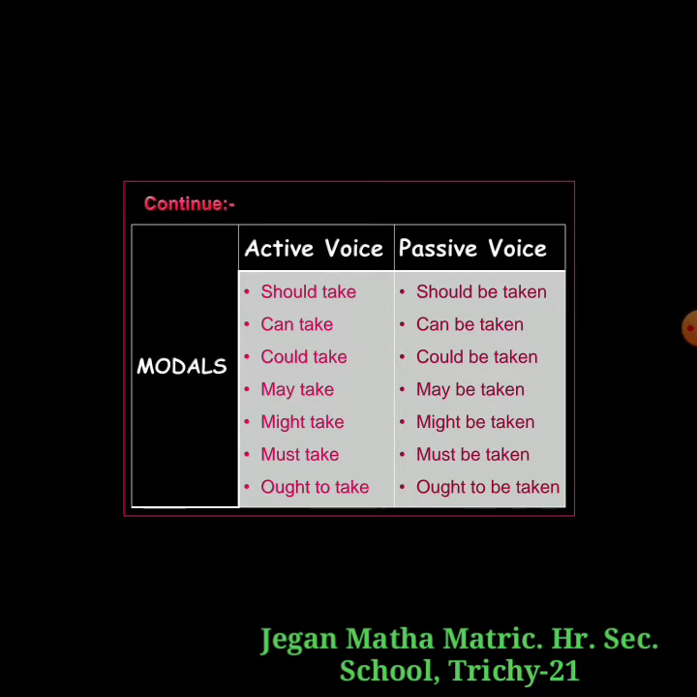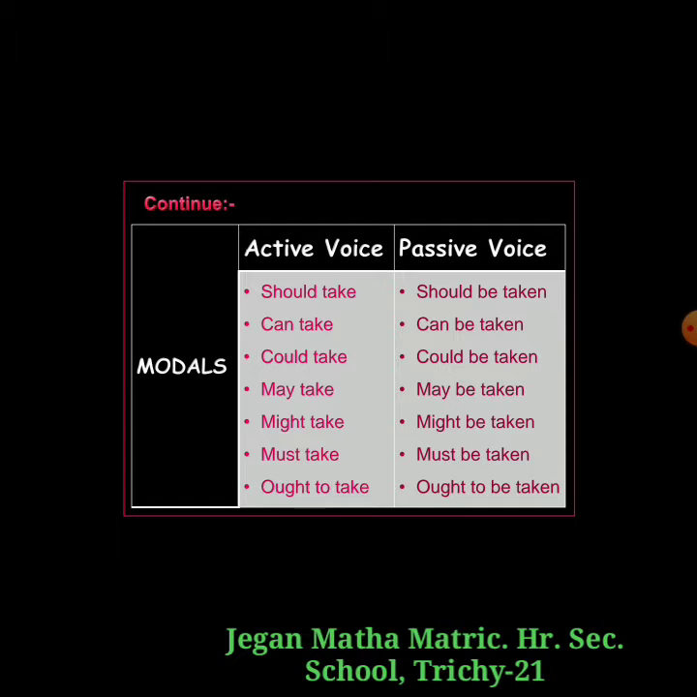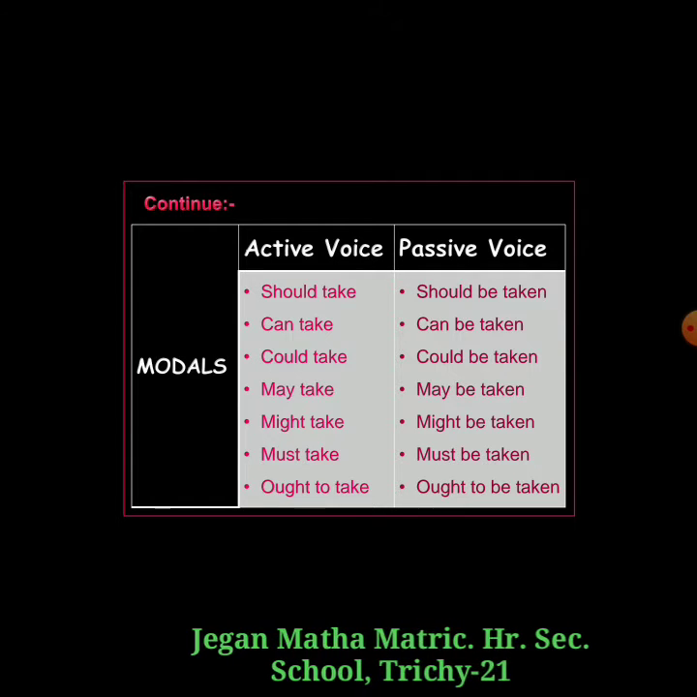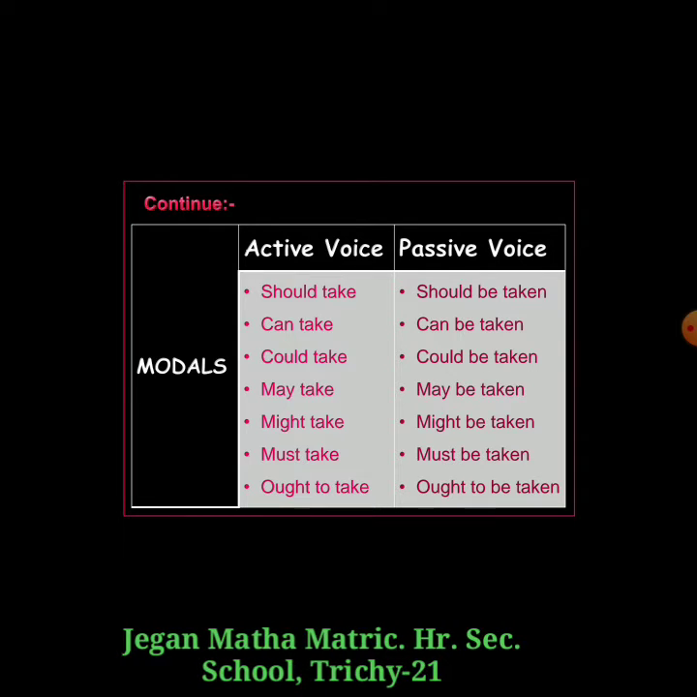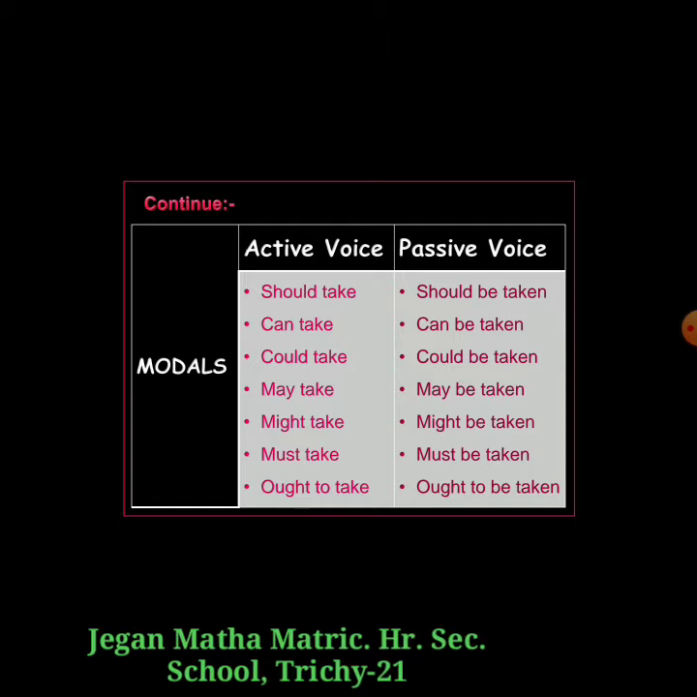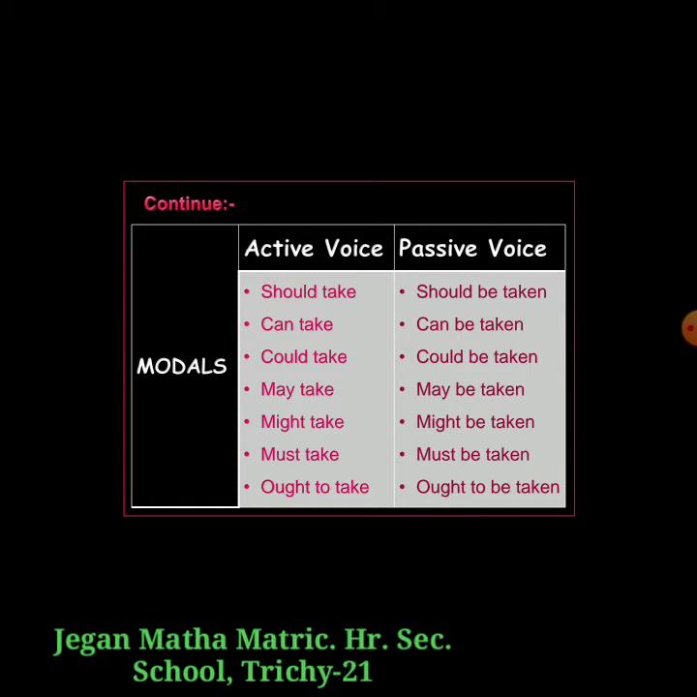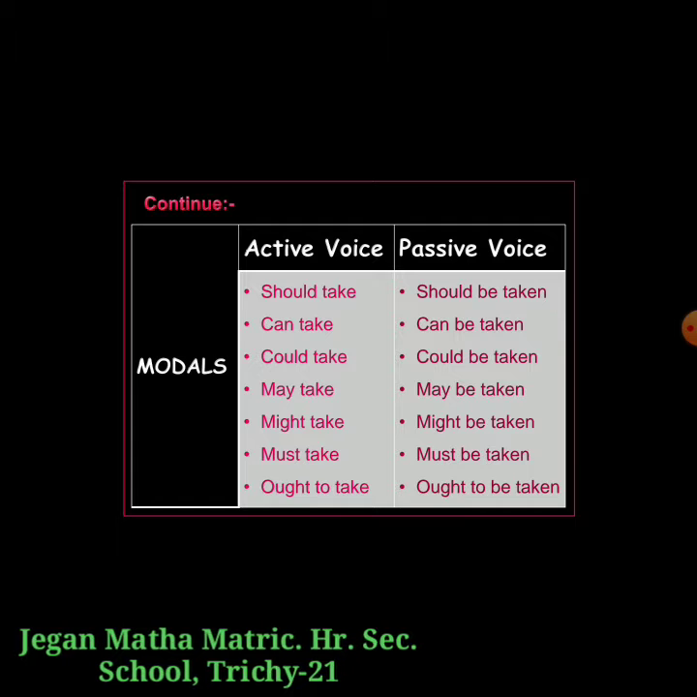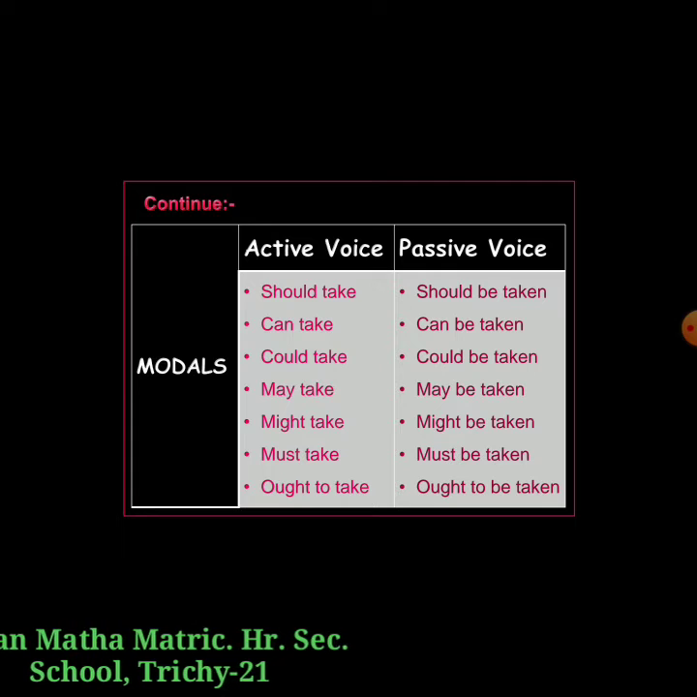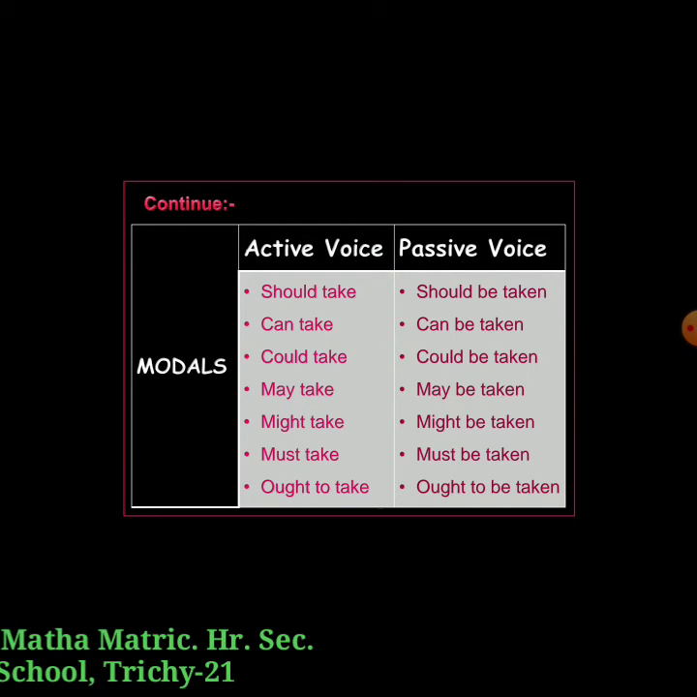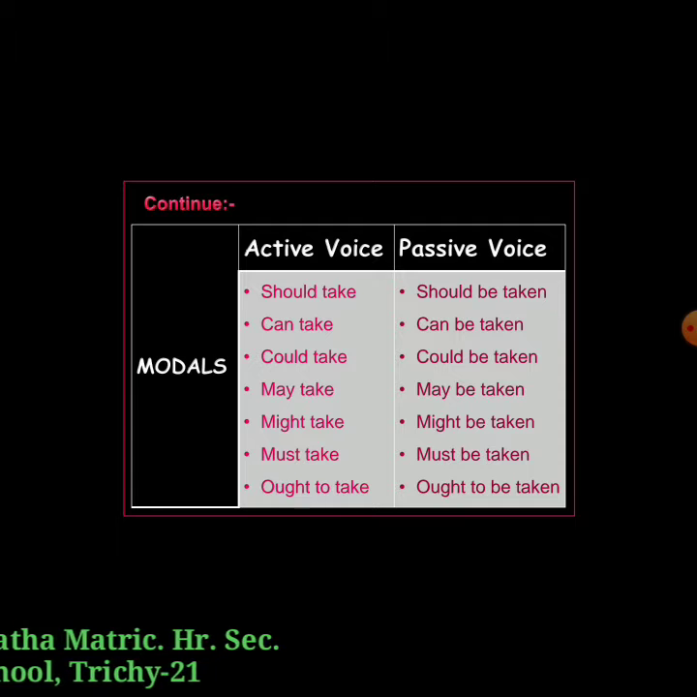Next, active voice and passive voice models: how to change from active to passive. Should take, active; should be taken, passive voice. Can take, active; can be taken, passive. Would take, would be taken. May take, may be taken. Might take, active; might be taken, passive. Must take, must be taken, passive. Ought to take, ought to be taken, passive. So these are models only. This is how to change from active to passive.